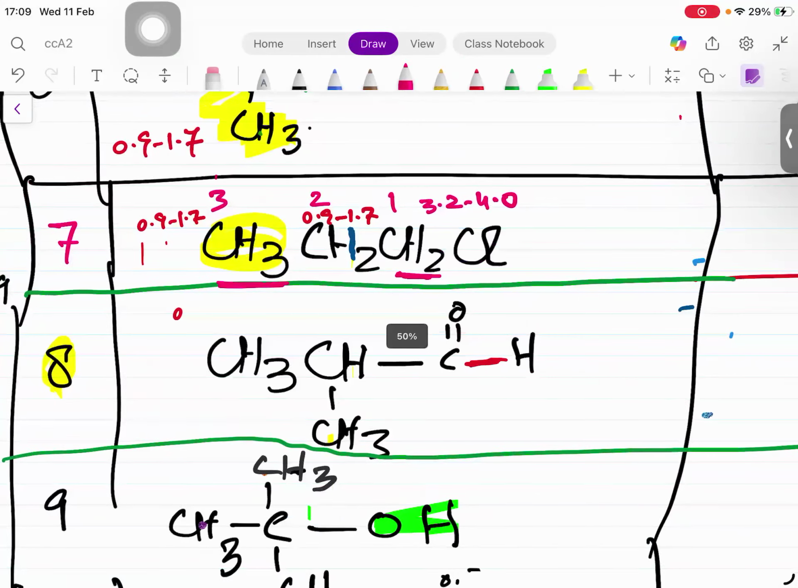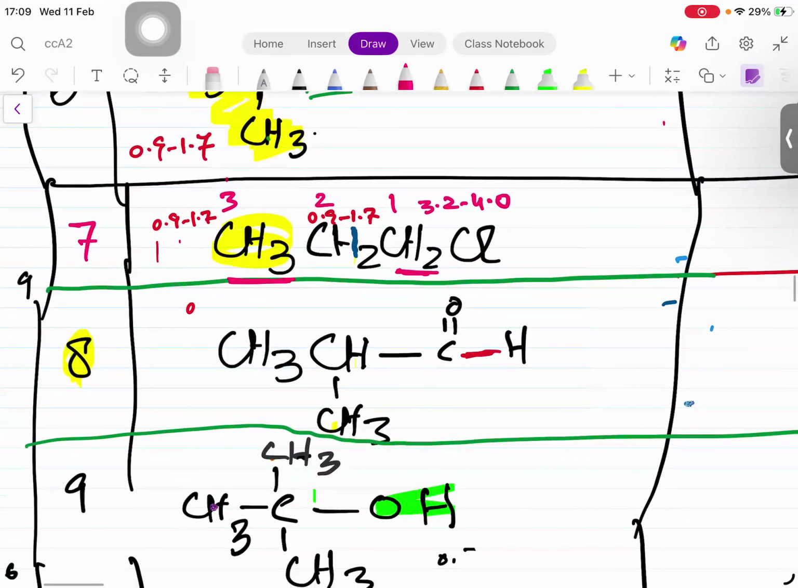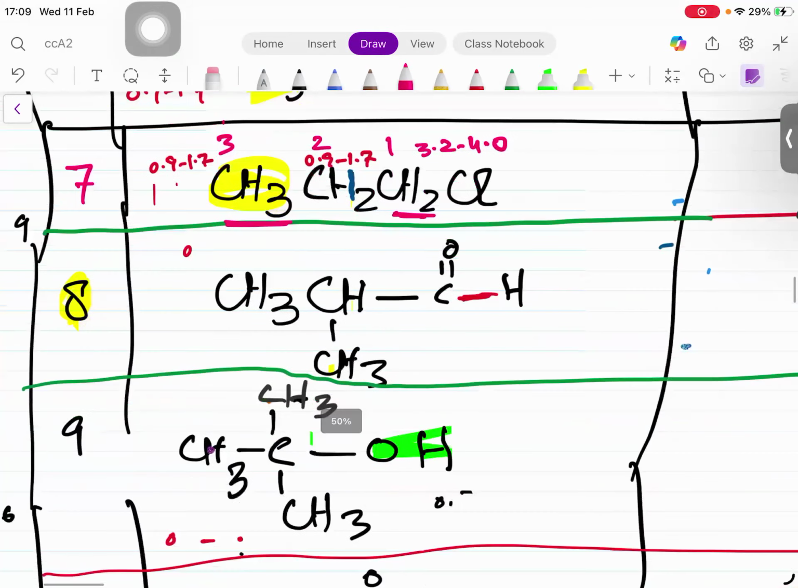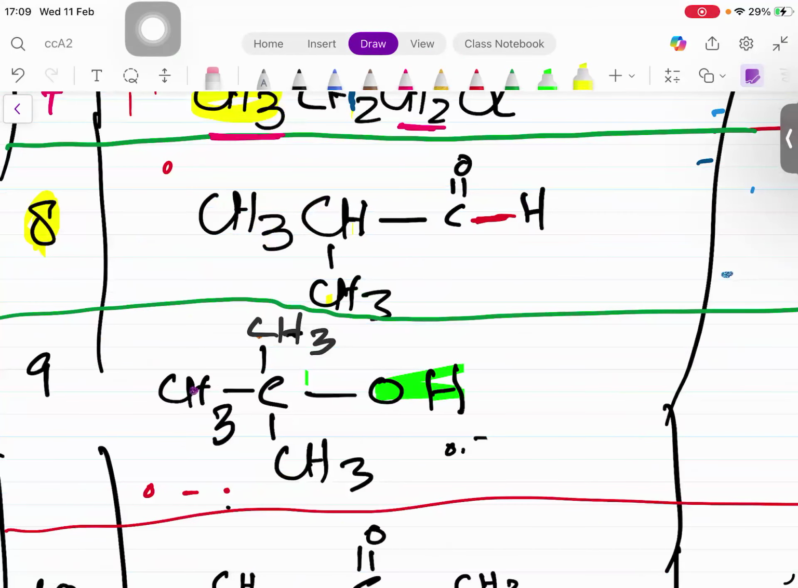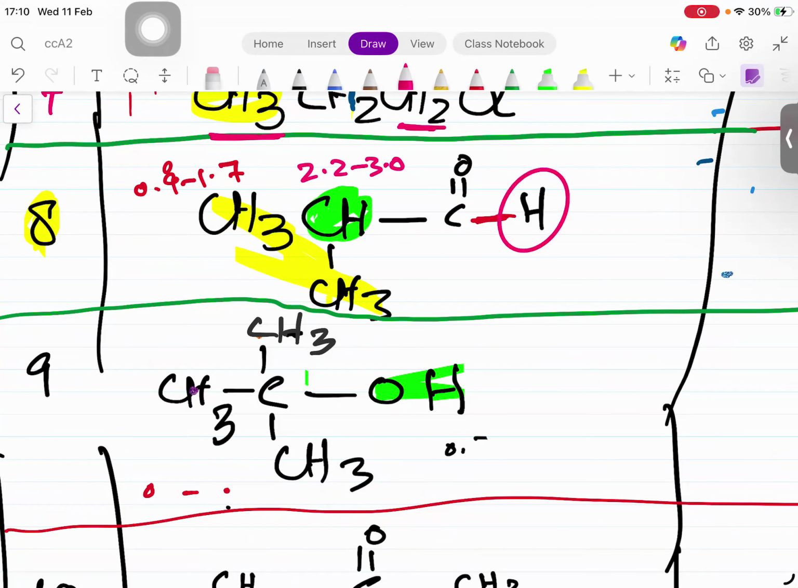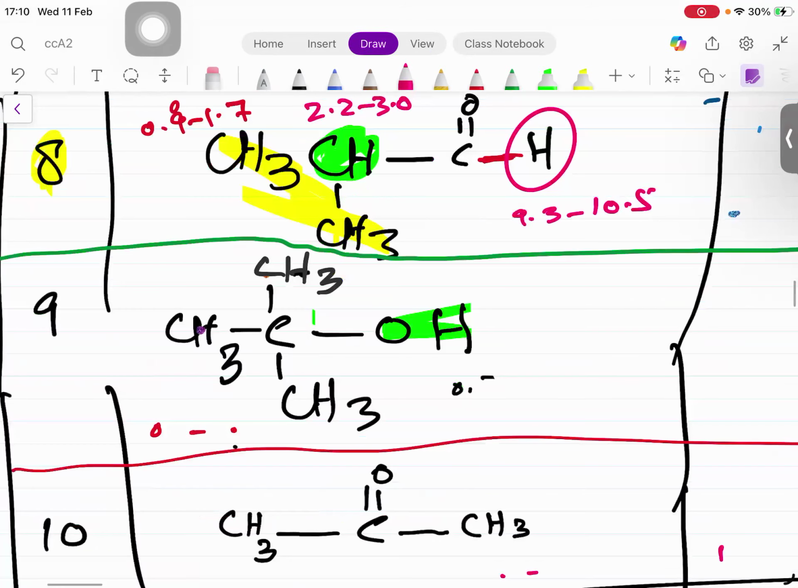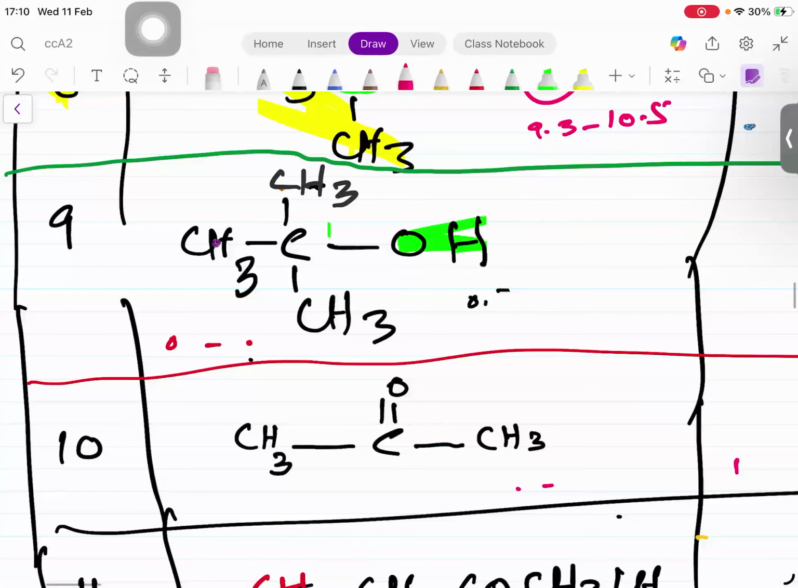3 peaks with the ratio of 3 to 2. Okay. What about this? So 0.9 to 1. It's 2 peaks, sorry. 0.9 to 1.7, and then again this one is 2.2 to 3, next to C double bond O. And the last one, the aldehyde one: 9.3 to 10.5.